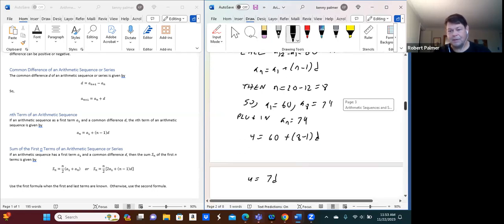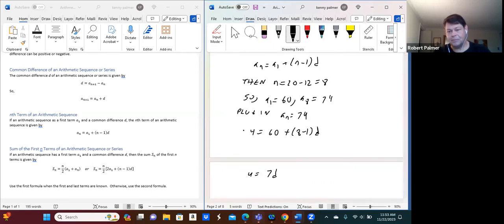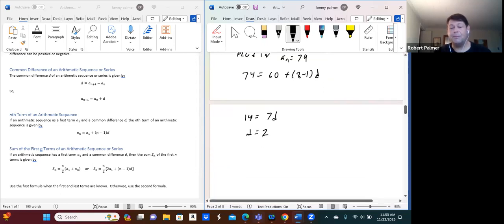So when I do that, I do 74, then if I subtract 60, that's going to be 14, and this of course is going to be 7D. There we go. So D, I'll just turn this around. Divide 14 by 7, of course, is 2. Okay, good. So now finally we can find A1.